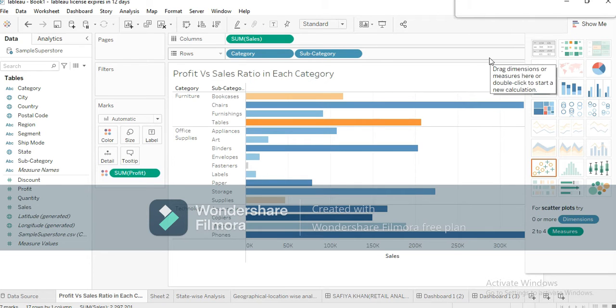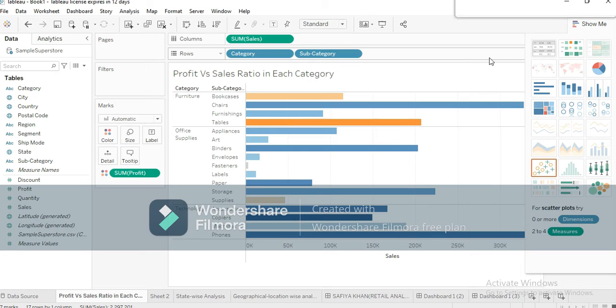It is clearly visible that technology consists of products of high sales and furniture consists of products of low sales. Further, in each category we have high sale and low sale products. Just like in the category furniture, we have a high sale product like chairs and low sale products like bookcases and tables.